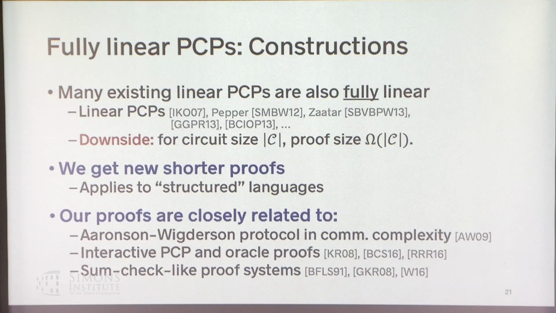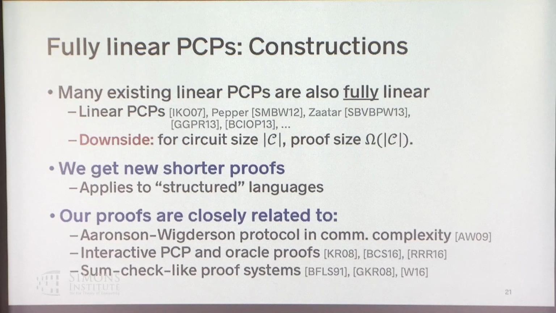What we show is you can actually get shorter proofs for languages with structure. And this is important in our application because the efficiency of the zero knowledge proof on distributed data, essentially the communication, grows with the size of the proof. So the shorter the proof, the more efficient protocol we get.